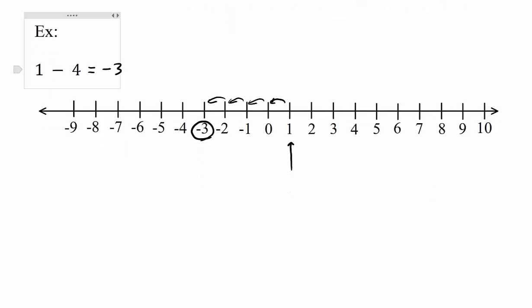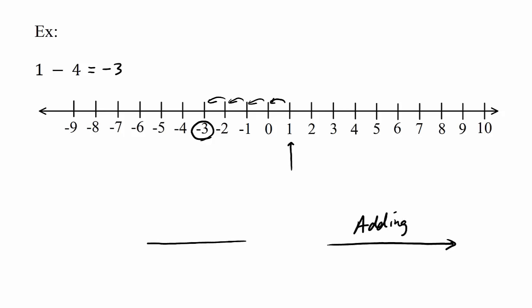So summarizing here, if we're looking at adding positive numbers, we are going to move to the right on a number line. And if we're looking at subtracting positive numbers, we're going to move to the left.